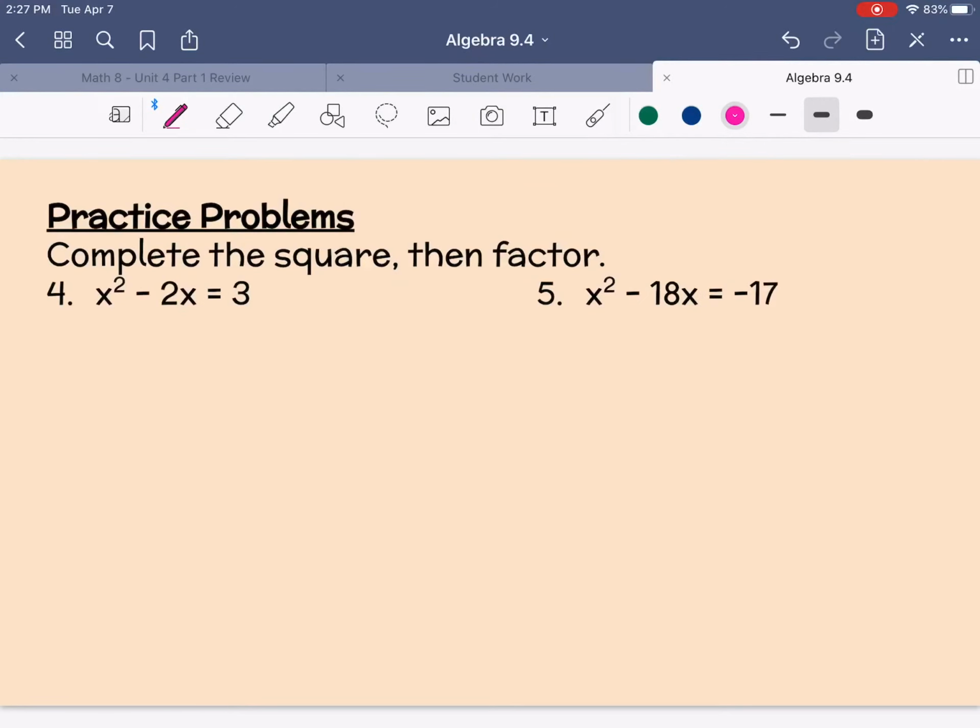Okay, so step 1, we are taking the b value, which is -2, and we're going to divide that by 2. So our b value is -2 divided by 2, and that comes out to be -1. Step 2 is taking that value we got in step 1 and squaring it. -1 squared is +1. Now we're going to take the value we got in step 2 and add it to both sides of our original equation.